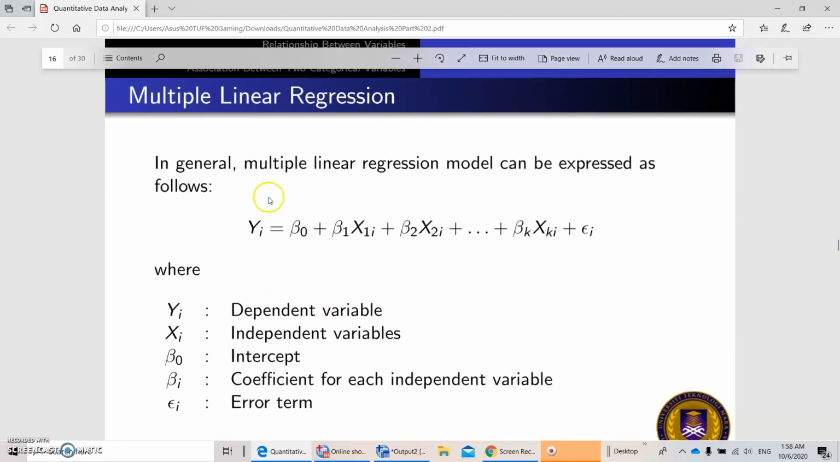Okay, so this is the general equation for the regression model. We have the dependent variable and a set of independent variables. Beta null is the intercept. E is the error term.